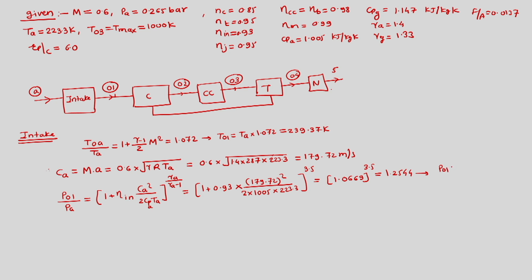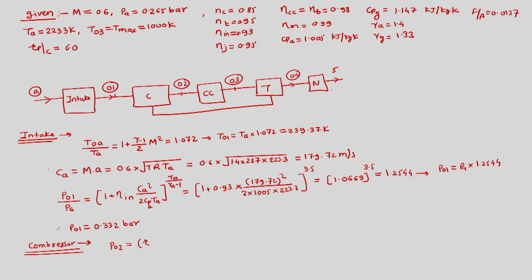So we can calculate P01 is equal to Pa into 1.2544. So P01 is equal to 0.332 bar. This is the intake calculation. We can go ahead and do the calculation for the compressor. We know the intake is a non-work addition device, so there is no change in total temperature. So total temperature is the same, which is 239.37.